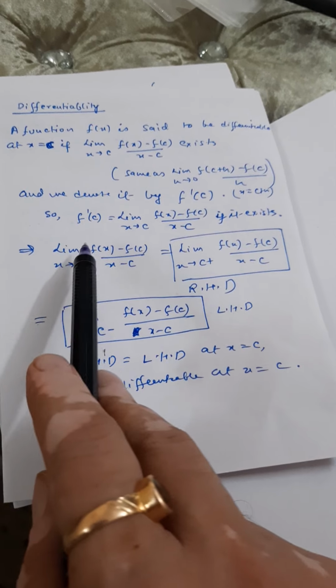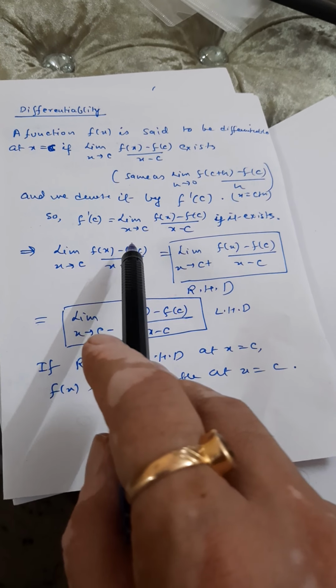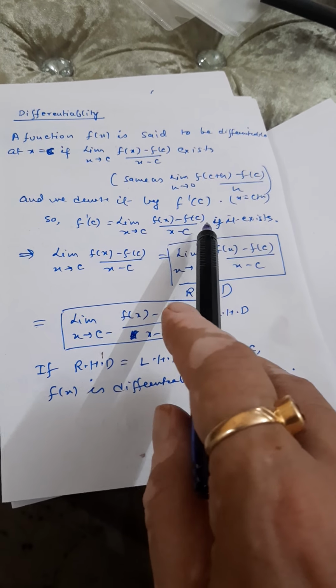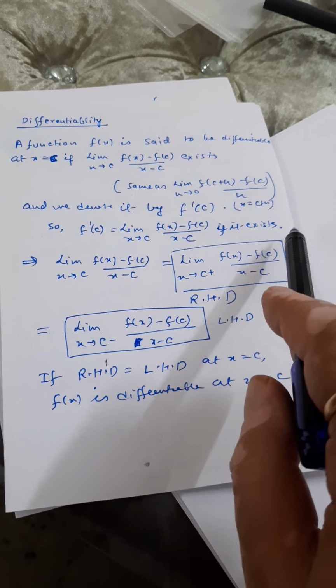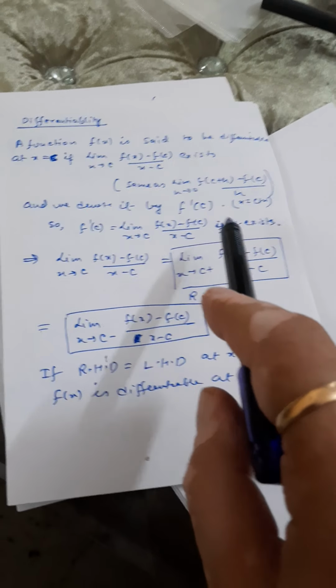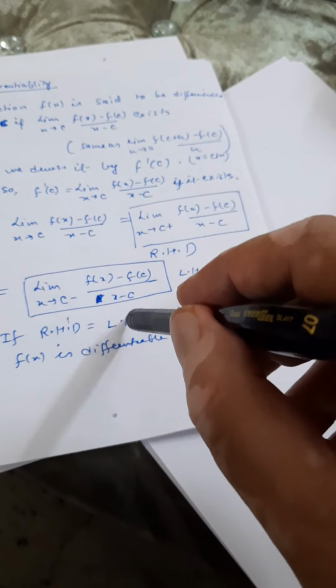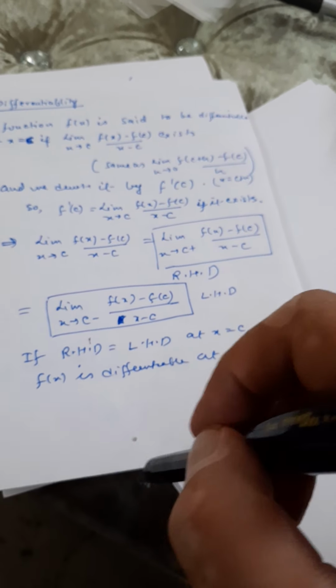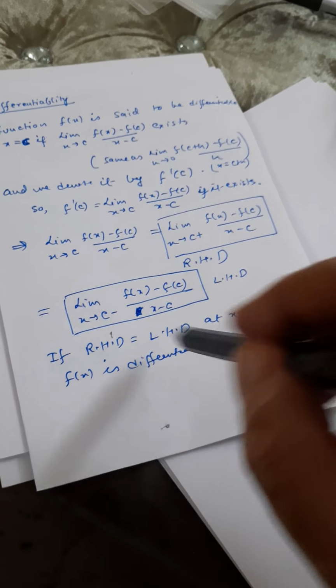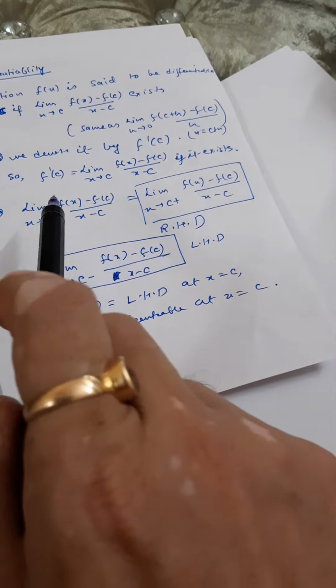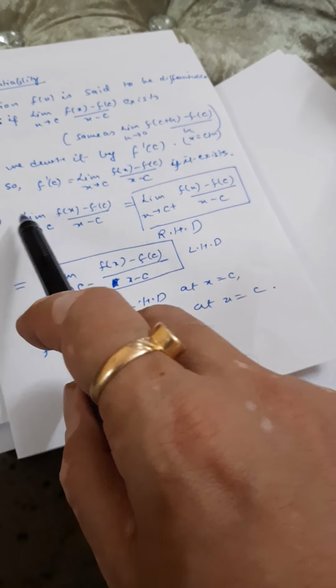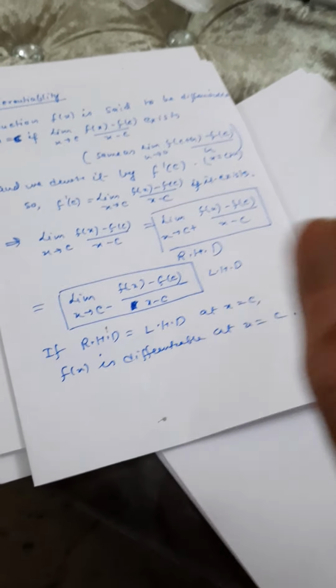So we have f dash c equals limit x tends to c of (f(x) minus f(c)) upon (x minus c), if it exists. Now since it exists, its right hand limit and left hand limit are same. So we can say that the function is differentiable at x equals c if these values are the same.